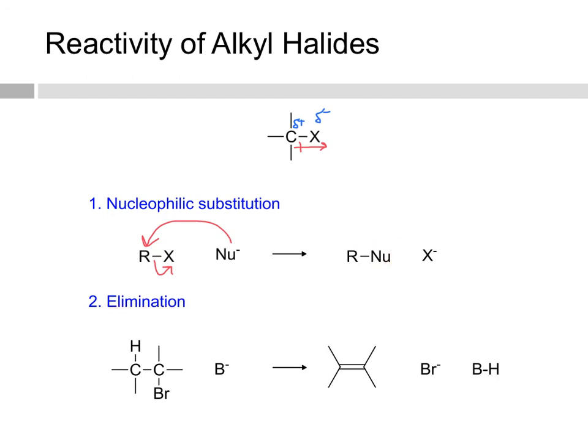In elimination, you can use a base, and the base is going to do a beta deprotonation to eliminate the halide leaving group, and you can end up with a new pi bond, and so you can form alkenes and alkynes this way.